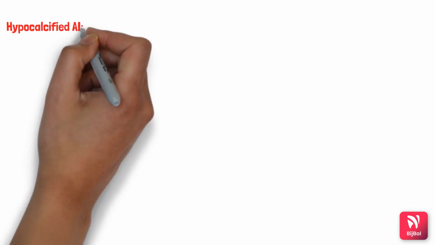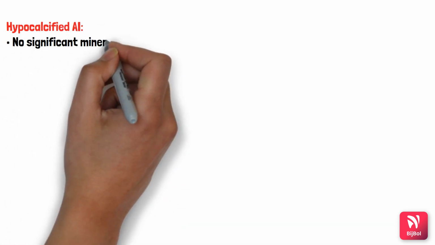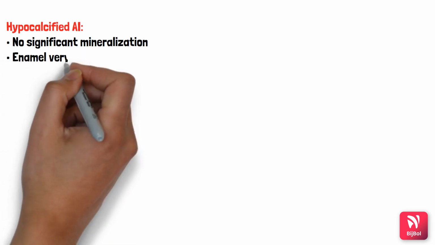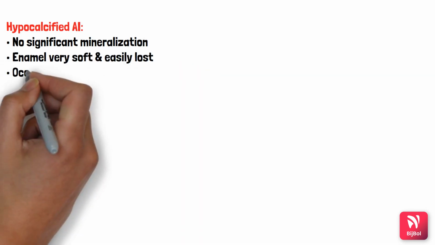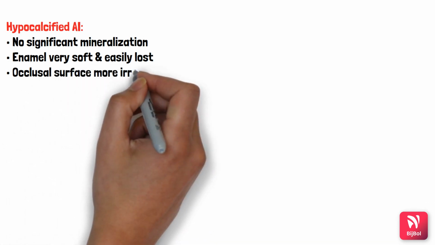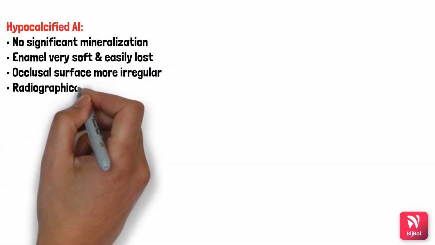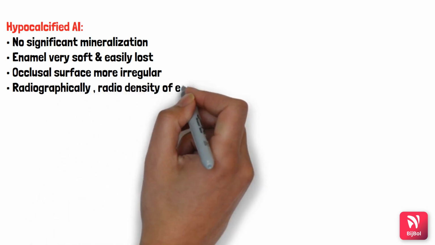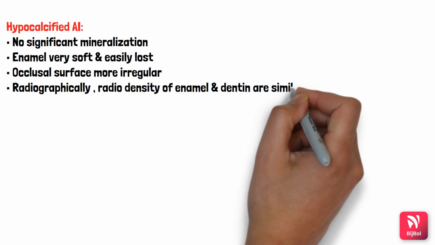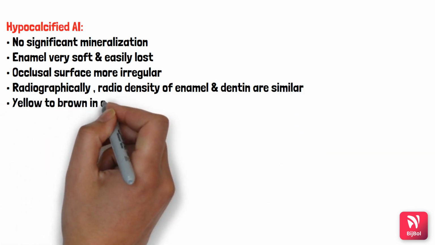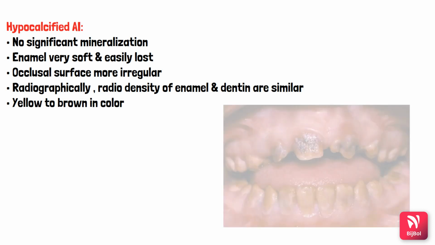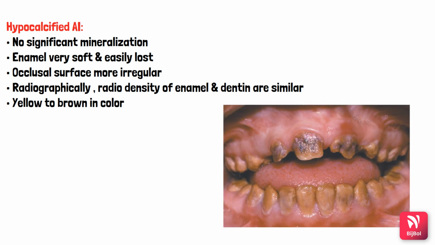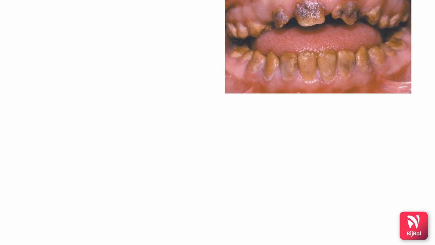The next type of amelogenesis imperfecta is the hypocalcified variety, where no significant mineralization can be seen. The enamel here will be very soft and easily lost, and the occlusal surface will be more irregular because it is soft and easily lost. Radiographically, the radiodensity of enamel and dentin will be very similar. The color of the tooth will be yellow to brown. Here is a clinical picture where the enamel looks yellow to brown, most of the occlusal surface is lost in a few teeth, and the enamel also looks cheesy.